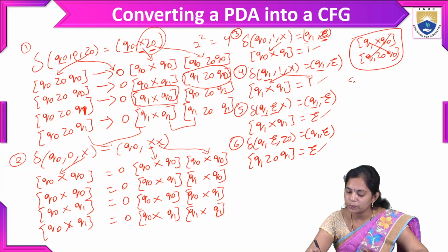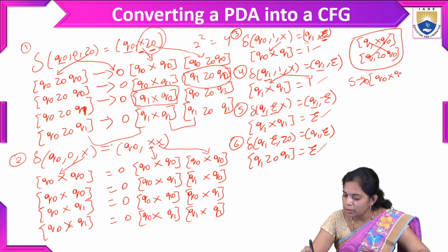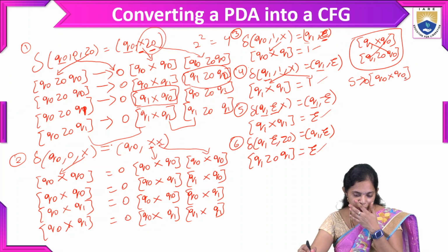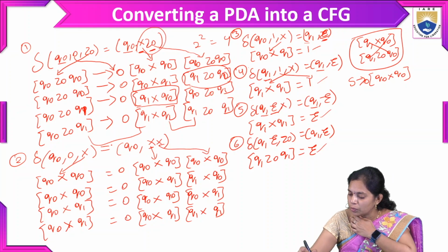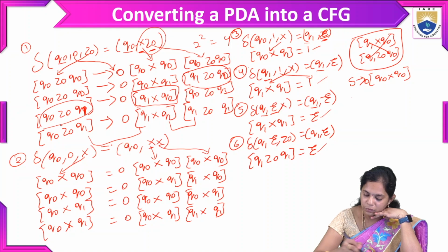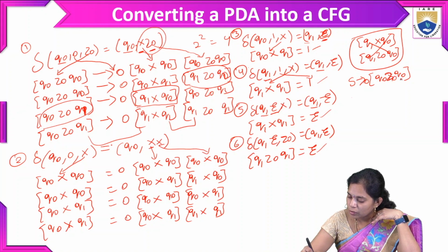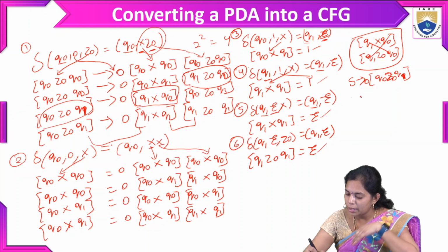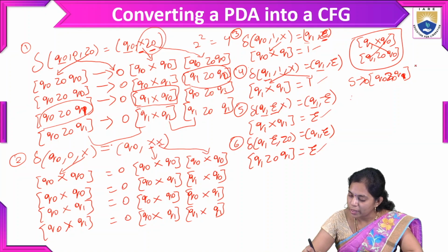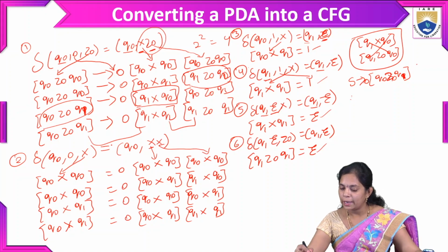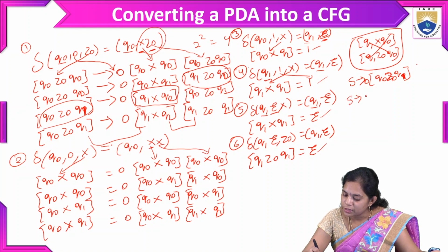After that, every time we are having two values. So S tends to Q0, with the 0 input symbol. So Q0 X Q0. We have the two values like Q0 Z Q0 and Q0 X Z0. And here we need to write it like this. S tends to AB, and S tends to 0, Q0, Z0, X, Z0.